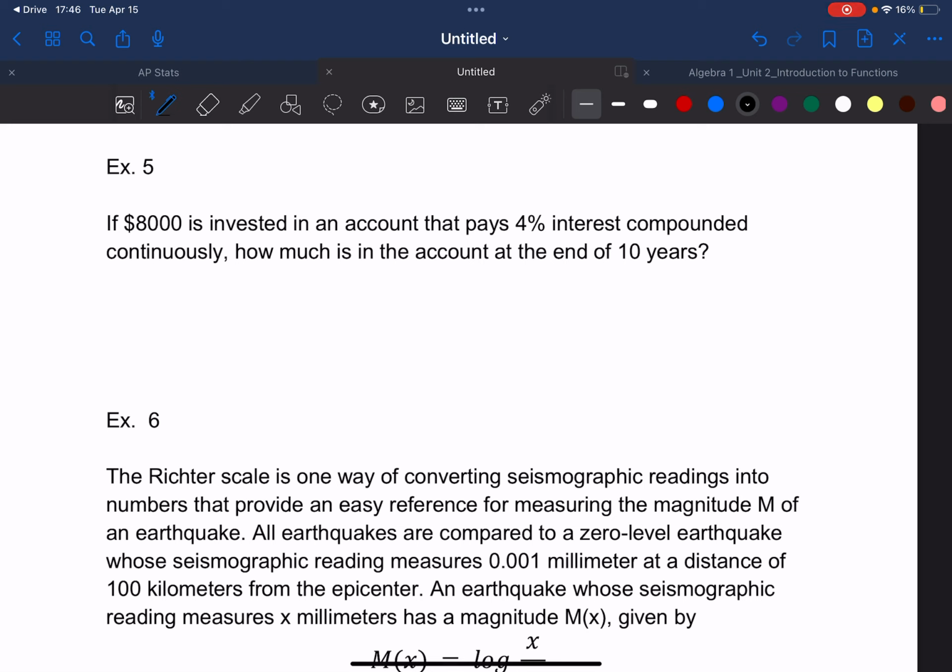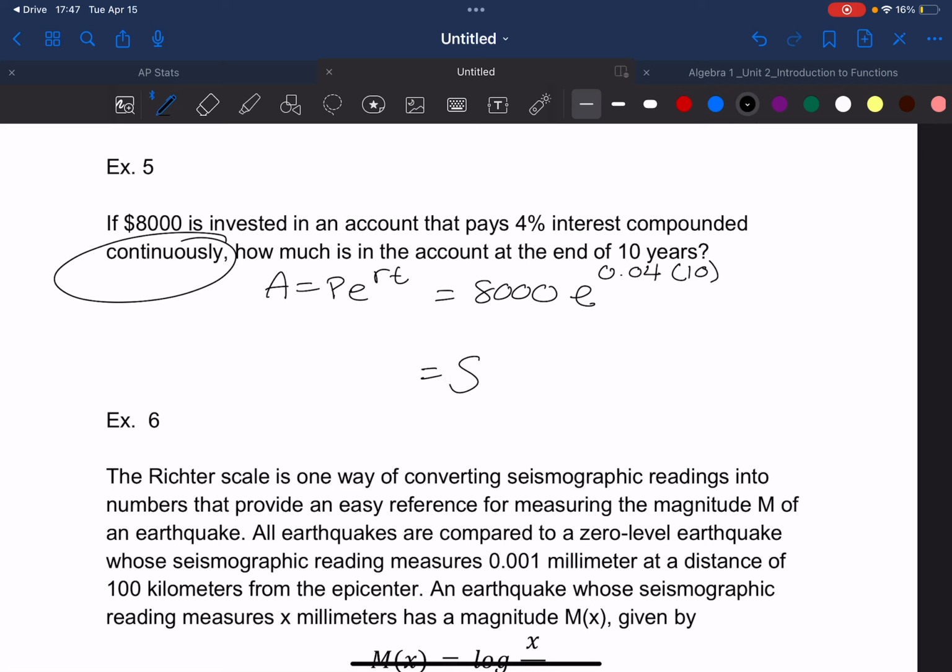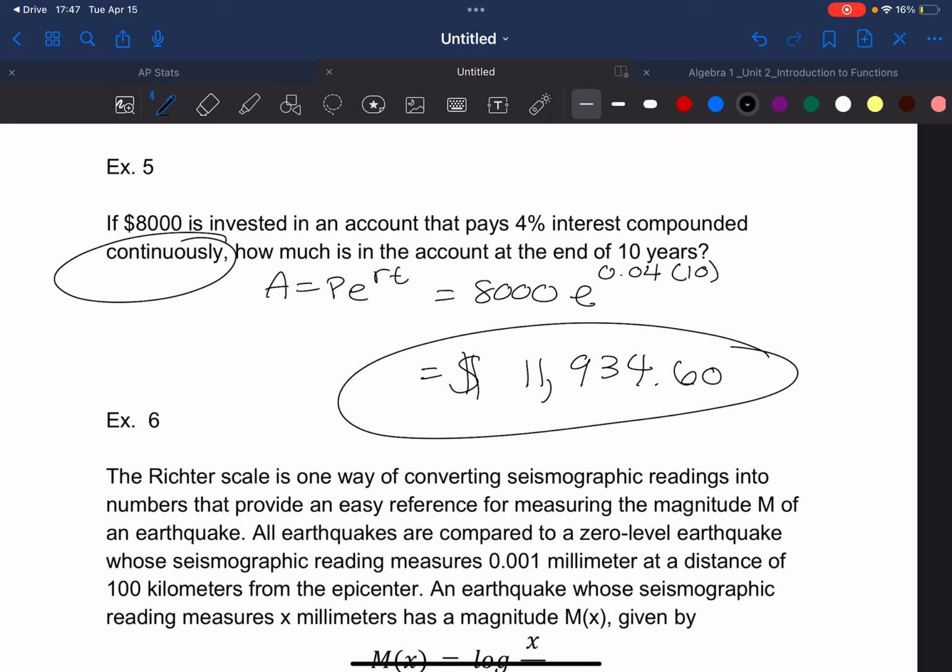Number 5 says, if $8,000 is invested in an account that pays 4% interest compounded continuously, how much is in the account at the end of the 10 years? So since it says compounded continuously, we are using the formula A is equal to P times e to the power of RT. So we have 8,000 times e to the power of our rate, which is 0.04, times our total time, which is 10. Put that in the calculator, and we get $11,934.60. Okay. So that concludes the applications for exponentials.